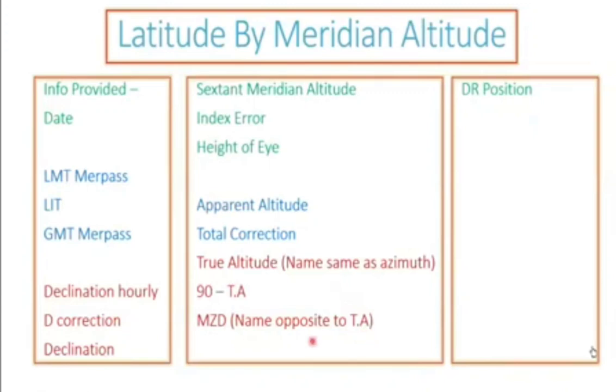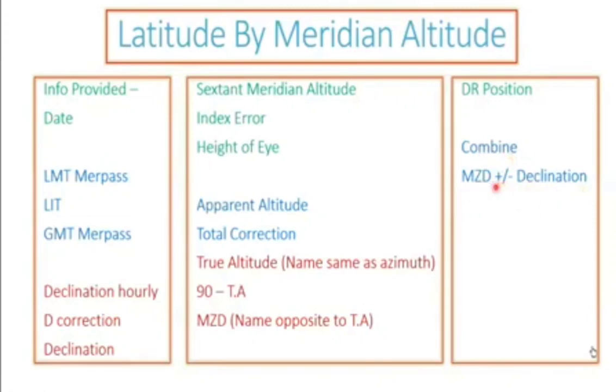Again, I am repeating here, fundamentally MZD, meridional zenith distance, does not have any name. This is just a shortcut method which we are using to save some time in this question. Now, once we obtain the MZD, we already have the declination of the body known to us. So what we do now is we combine the MZD and declination.